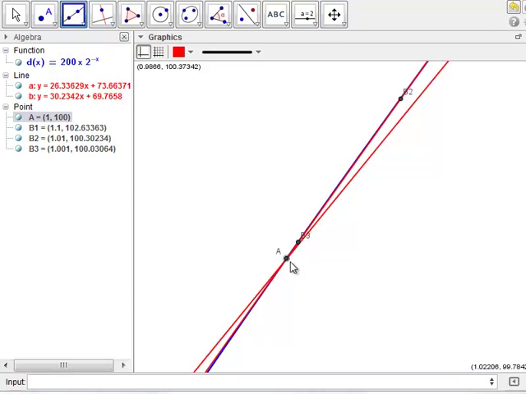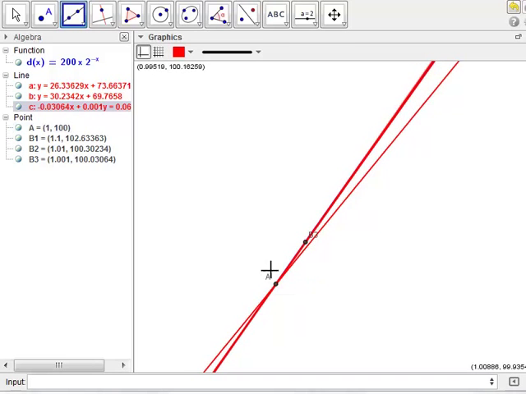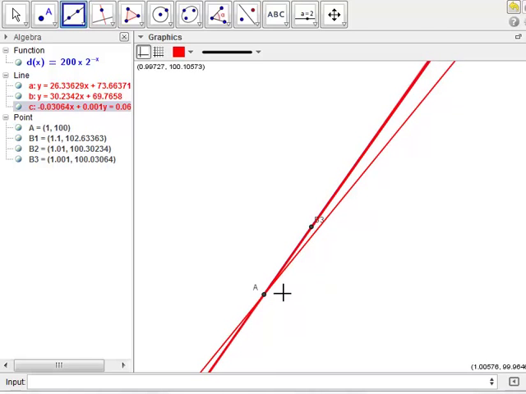And if I connect A to B3, okay, this again looks like it's a much better approximation. It's still going to be an approximation because I'm not really coming all the way down to A, I'm coming only this far. But what is my slope? Let's change this into slope-intercept form.